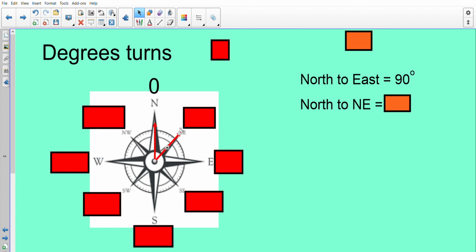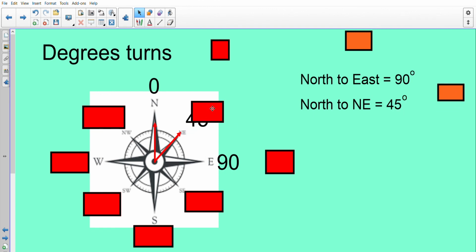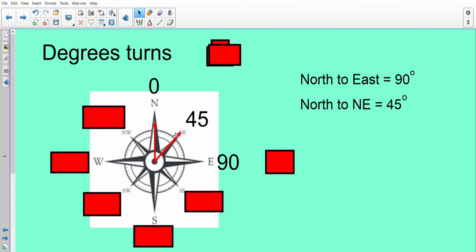We've just discussed that as an 1/8 of a turn. This is going to be half of 90, isn't it? So if that's 90 degrees, then what is half of 90? It's 45 degrees. Okay? So we know that these 1/8 turns go up in jumps of 45 degrees. So from north to northeast is 45 degrees, to east it's 90 degrees. So what would southeast be?